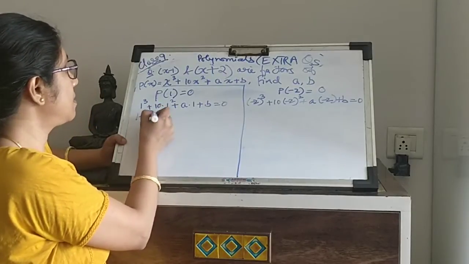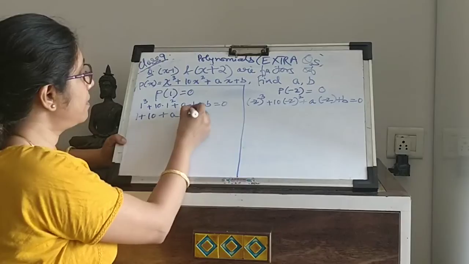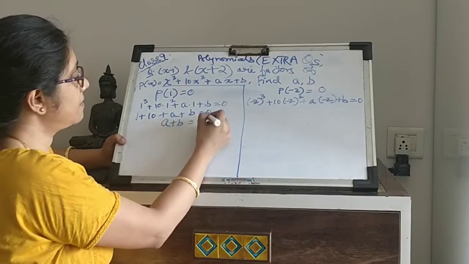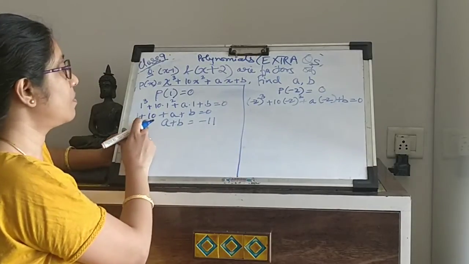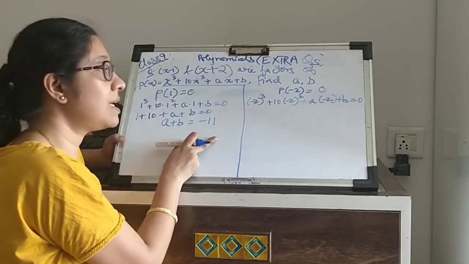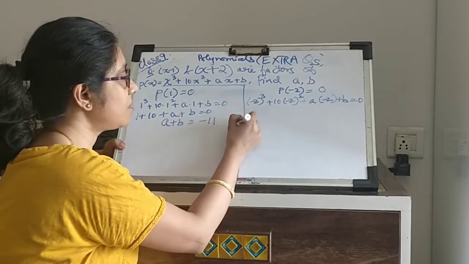1 plus 10 plus a plus b is equal to 0. So what I get is a plus b is minus 11. 10 plus 1 is 11, transpose to the other side, I get a plus b is equal to minus 11. So I get one equation from here.